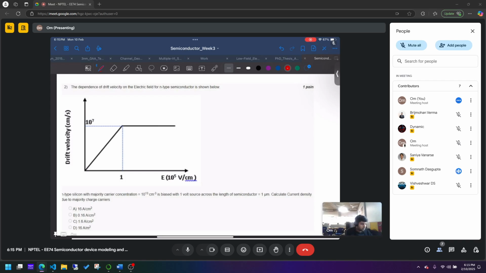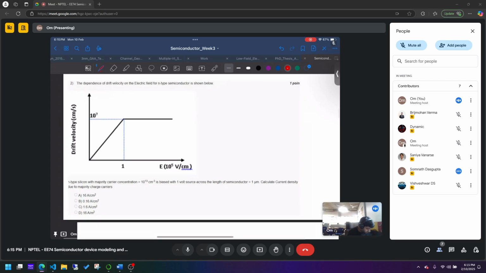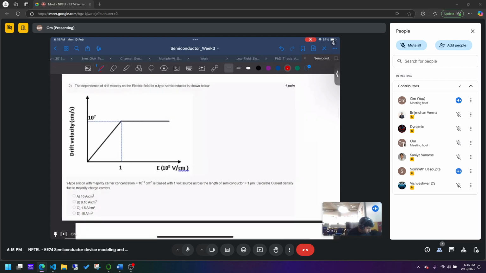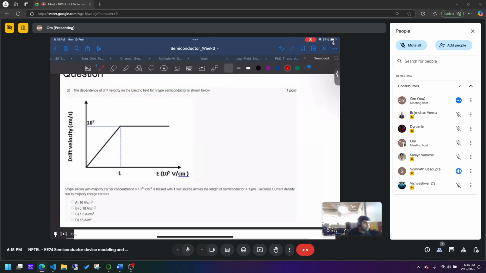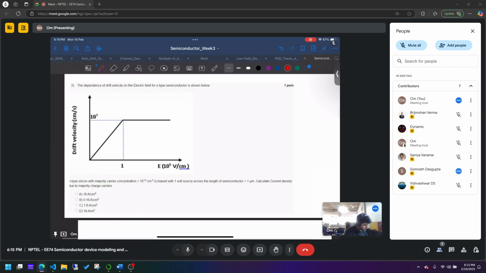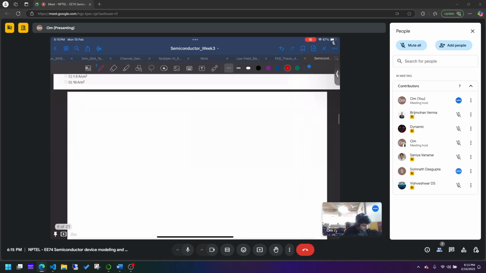Sir, here we have to find the J. J is I by A. For your previous problem, mobility was given. Here length is also given, so we would have to find the area. Okay, so we don't need to find the area.